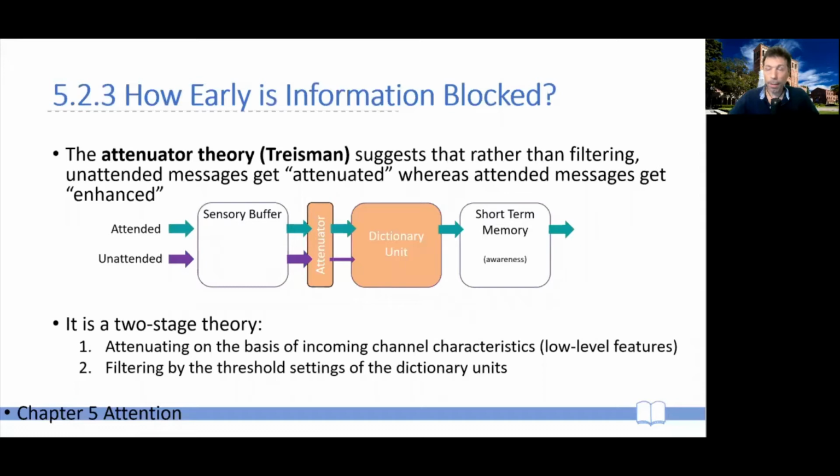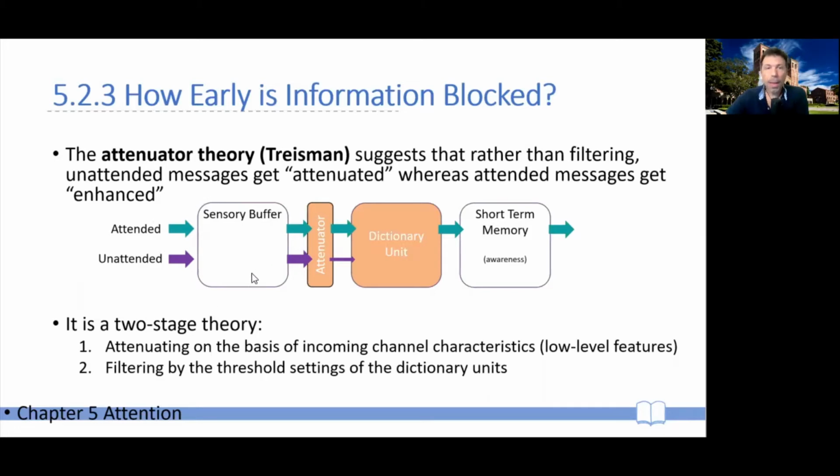Now, the second theory that was proposed in response to those dichotic listening findings was proposed by Anne Treisman and is known as the attenuator theory. This theory suggests that rather than filtering, unattended messages get attenuated. So they don't quite get discarded or rejected. There's just the volume, the gain of this information gets thinned out. You can think of this as a two-step process. You have the two streams of information, the one you want to attend to and the one you want to reject, and they both make it into the sensory buffer.